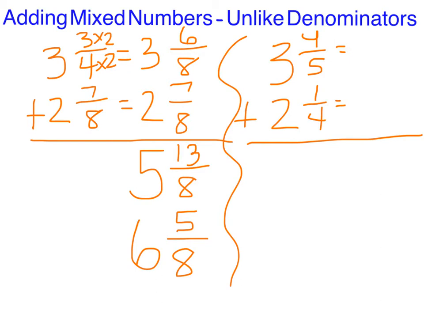I am going to multiply 5 times 4, which means I have to multiply this numerator times 4. Down here I'm going to multiply this denominator by 5, which means I have to multiply this numerator by 5. And then I'm going to do some rewriting.